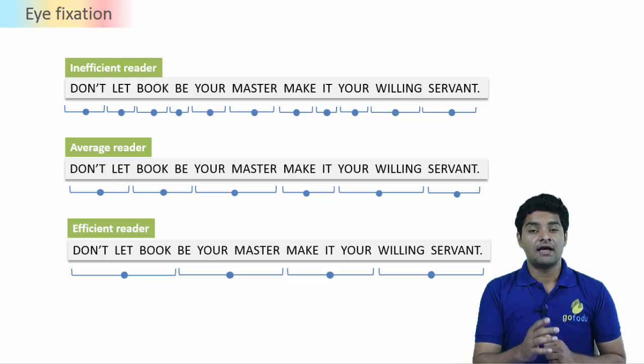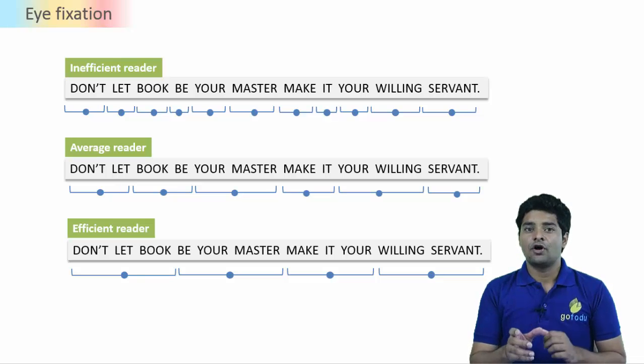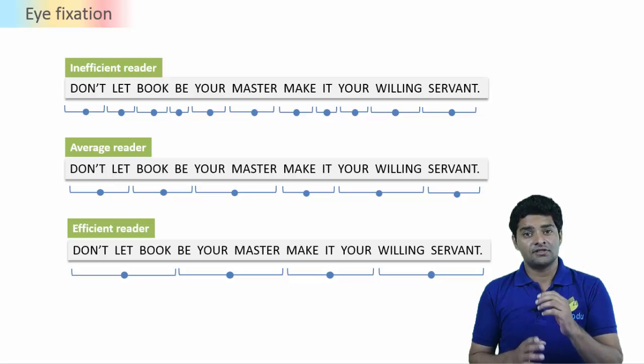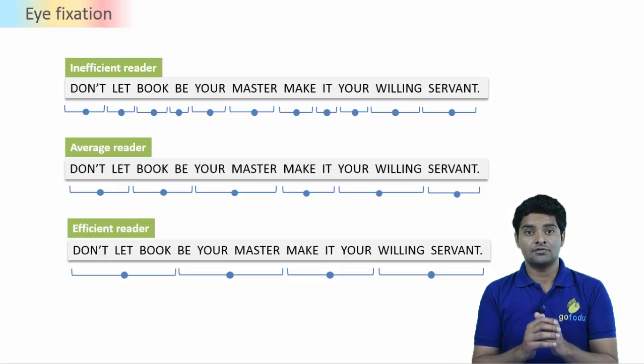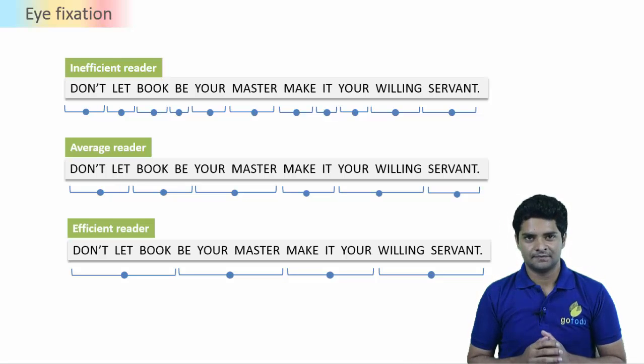An efficient reader has an eye span of 3 words. I mean, he can read in groups of 3 words. And while doing so, his eyes will be fixed on the center word, enabling him to read to the left and right of it without moving his head.